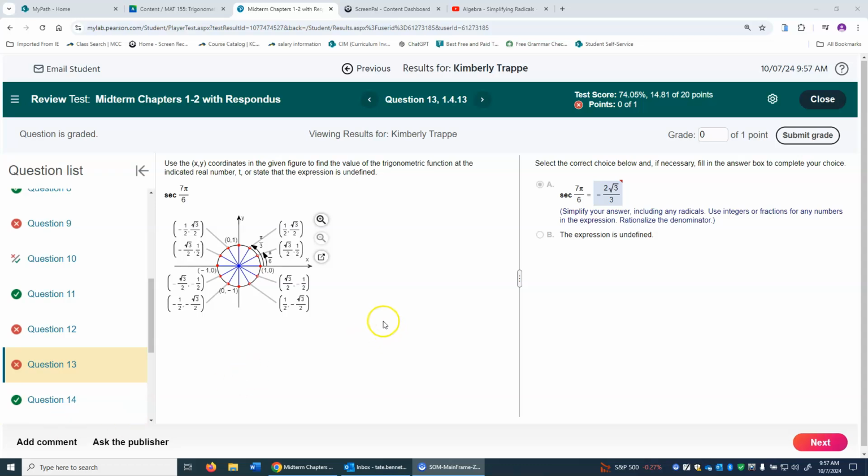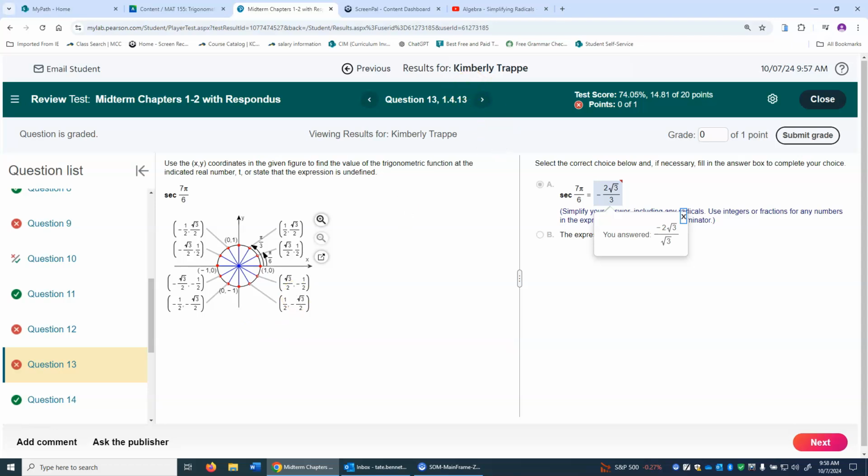Hello, I saw your question about number 13 on the midterm. It looks like you want to find the secant of 7 pi over 6, and the correct answer is minus 2 square root 3 over 3. It looks like you got an extra radical in your answer. You were asking how to get this correct answer.